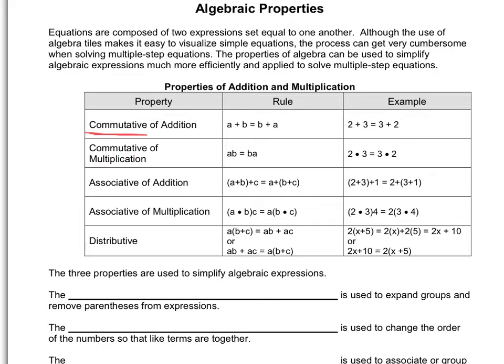Commutative property of multiplication, very similar. It doesn't matter which order you do the multiplication in, it gives you the same answer. So 2 times 3 is the same as 3 times 2.